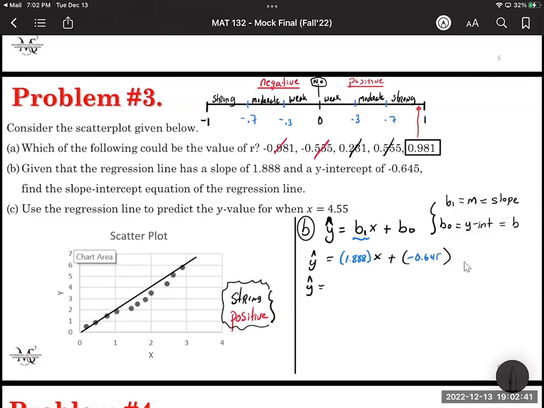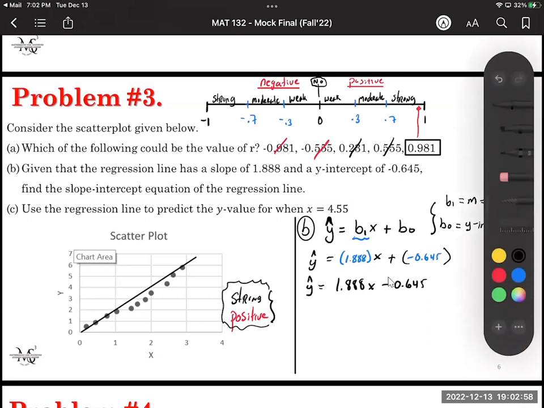You can simplify your equation a tad bit here. Anytime I have a positive and a negative next to each other, what does a positive and a negative make? A negative. So to rewrite this equation, it's y hat equals 1.888x minus 0.645. And that's it. That's all part B asks you to do, just to write an equation of the regression line.